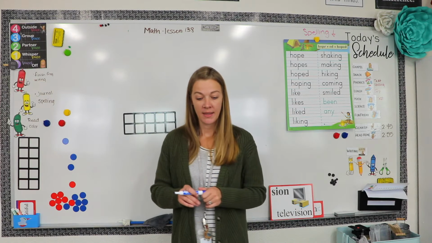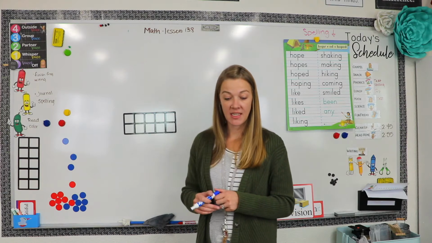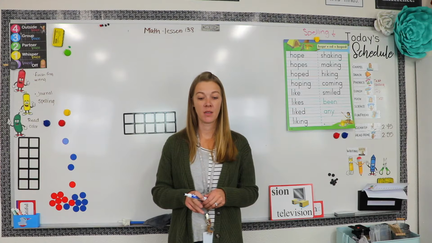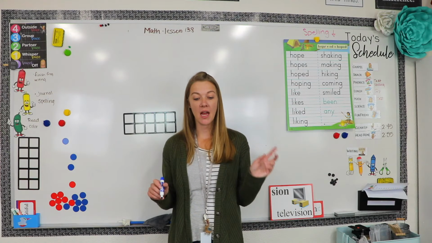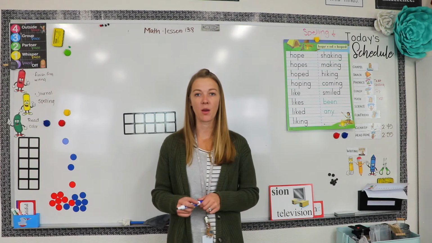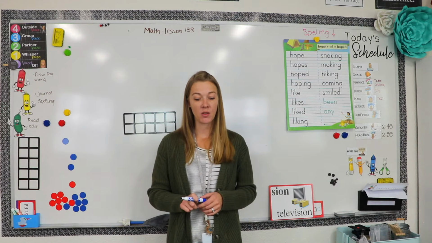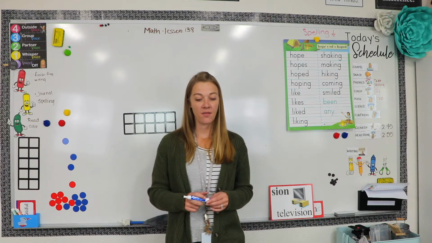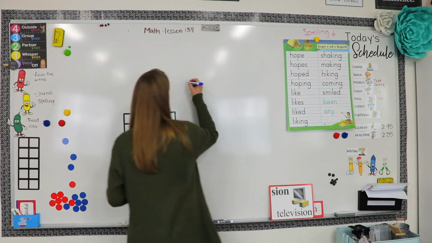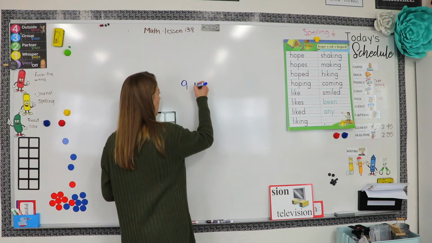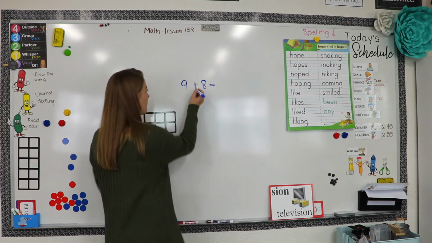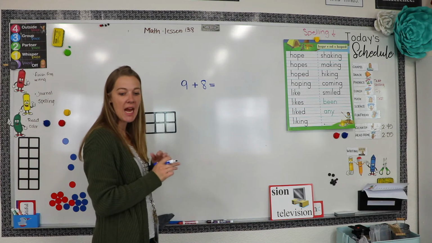So what addition sentence could I set up to help solve the problem? Let me read it again. There are 9 adults and 8 children watching the zookeeper feed the penguins. How many people are watching the feeding of the penguins? So I have 9 adults plus, we already talked about that, 8 children. So that would be my addition sentence, 9 plus 8.